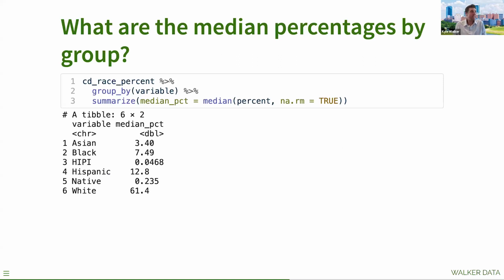We can also do tabulations. For example, across the entirety of congressional districts in the US, what are the median percentages by group? So giving us a sense of, amongst congressional districts, what is the median percentage for each group? And this will tabulate it out. We do group by, in this case, the variable column, and then we summarize to create a new column called median percentage, which is the result of using the median function in R. NA.rm equals true means ignore missing data in the calculations.